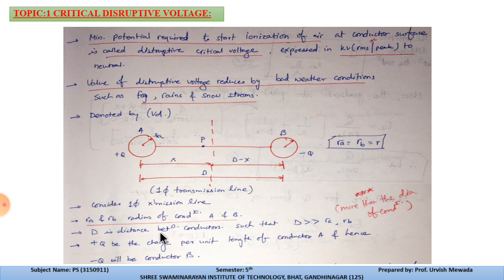And one more thing, D is the distance between conductors, such that D is greater than or equal to RA plus RB, meaning it is more than the diameter of the conductor, so that's why it is mentioned over here. And plus Q and minus Q are the charges per unit length of the conductor: plus Q for conductor A, and minus Q for conductor B.